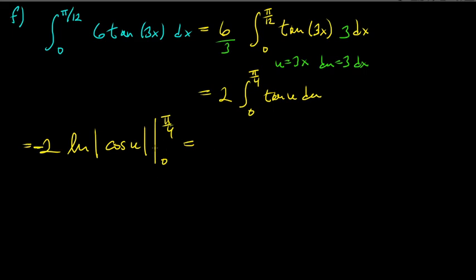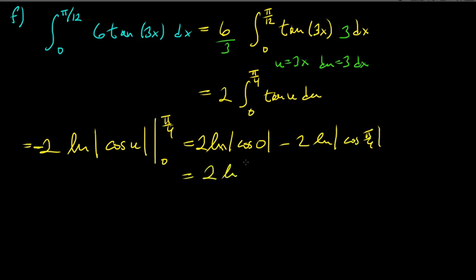Yeah, so we're just going to get 2 times the natural log of cosine of 0 minus 2 times the natural log of cosine of pi over 4. And here we don't really need the absolute value, of course, because these are positive. 2 times the natural log of 1 minus 2 times the natural log of square root of 2 over 2.